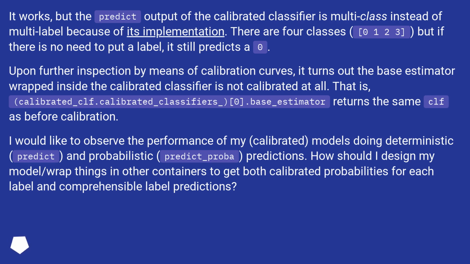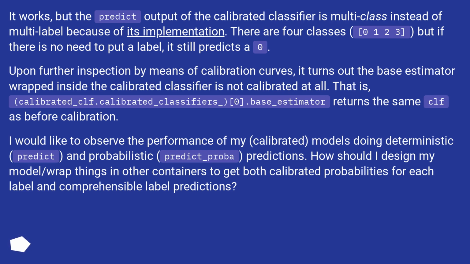predicts a 0. Upon further inspection by means of calibration curves, it turns out the base estimator wrapped inside the calibrated classifier is not calibrated at all. That is, calibrated_clf.calibrated_classifiers_[0].base_estimator returns the same clf as before calibration.